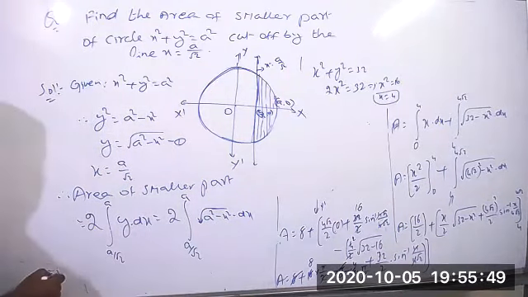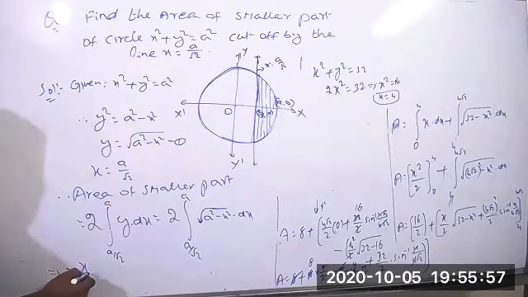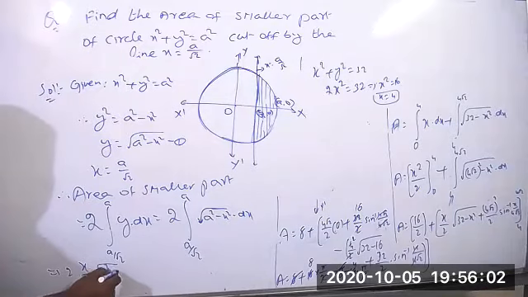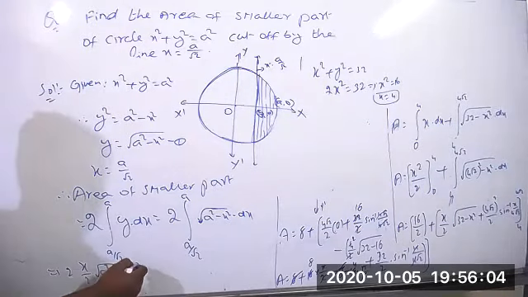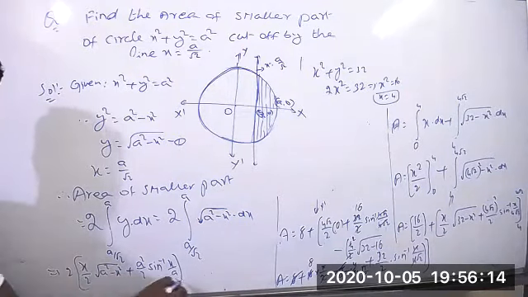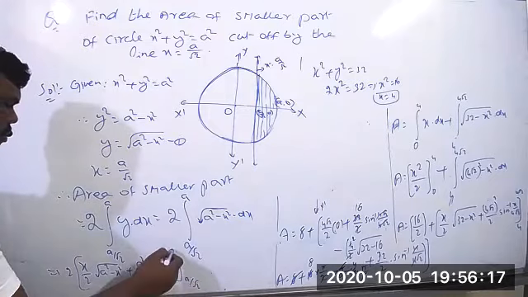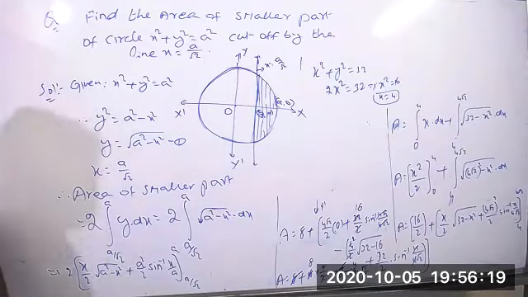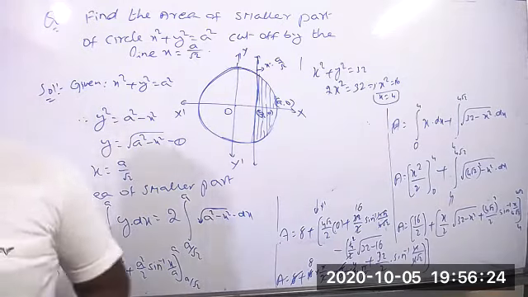Again the same formula: 2 into integration of root of a square minus x square gives x by 2 into root of a square minus x square plus a square by 2 into sin inverse of x by a. The limits will be a by root 2 to a, so upper limit minus lower limit. I can substitute and calculate that.